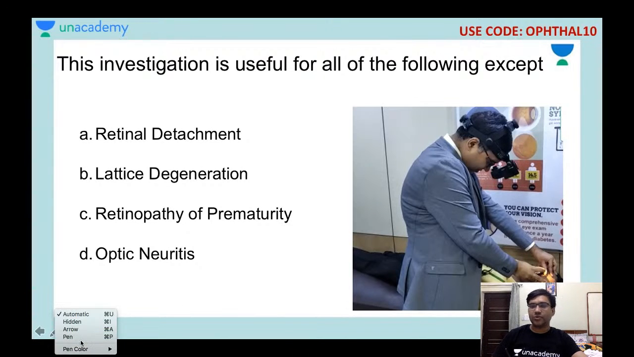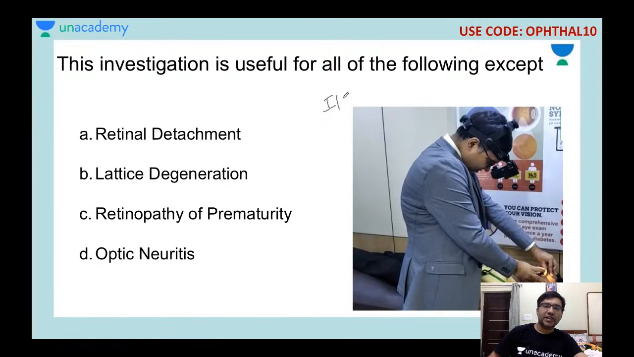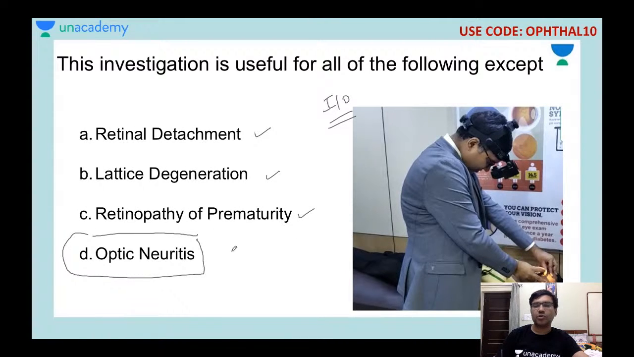So this patient, if you can appreciate in this picture, I am doing an indirect ophthalmoscopy. The indirect ophthalmoscopy is done whenever we have a patient and we have to see the periphery of the retina. Okay, so periphery of the retina is basically seen in the retinal detachment, lattice degeneration, retinopathy of prematurity. For the optic neuritis, we do not need an indirect ophthalmoscopy. We can do it with the direct ophthalmoscopy or with the slit lamp examination with a 90D.